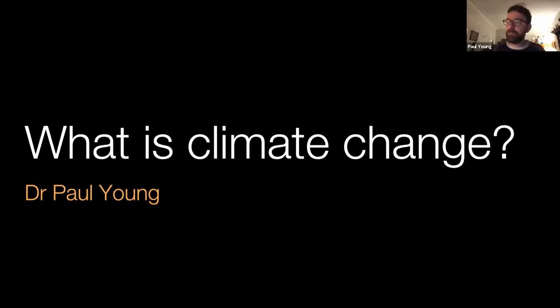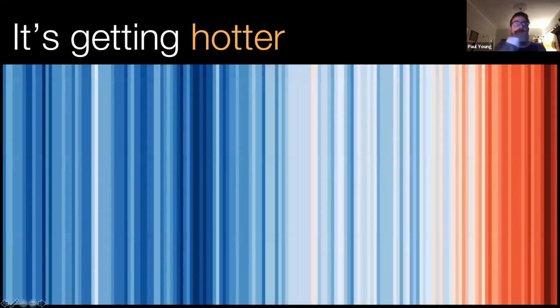So I want to give you quite a high level briefing of what climate change is and how the climate is changing. And for me, one really nice figure that illustrates this are these so-called warming stripes. You can see along here these blue moving towards red stripes as we go from left to right across this image. And each of those stripes represents a single year in the global average temperature from about 1850 right the way through to the present day.